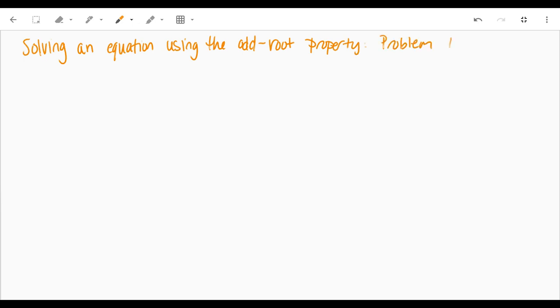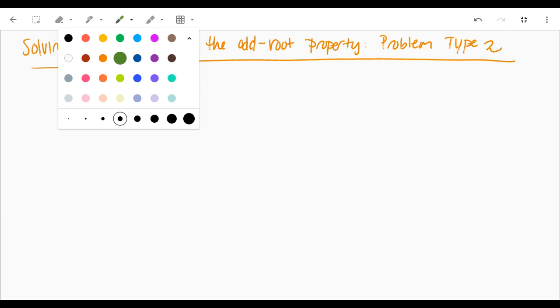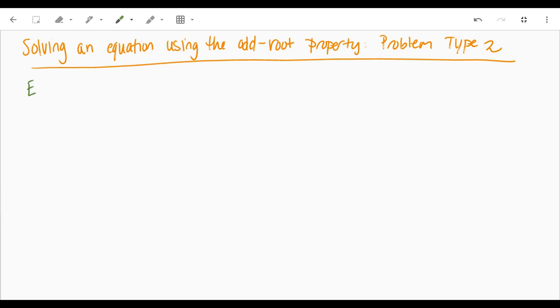We have solving an equation using the odd root property, problem type 2. Okay, this one's, I think, one of the trickier ones in this module. We've put together a couple things that we've already done. So we did this with squares. Now we're just going to do it with cubes.